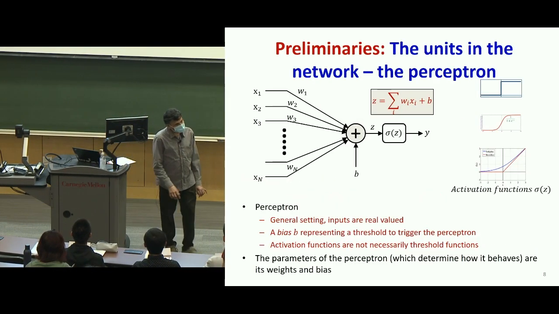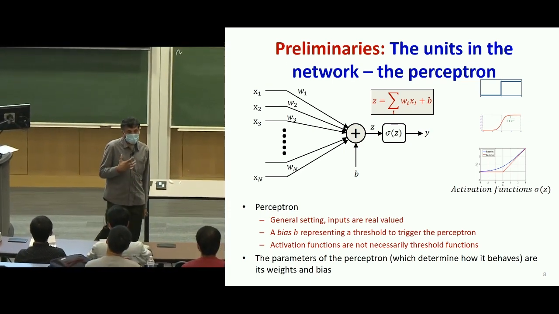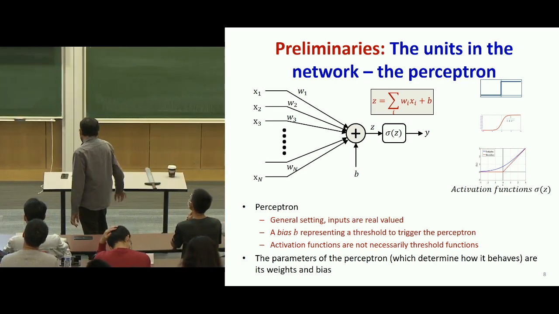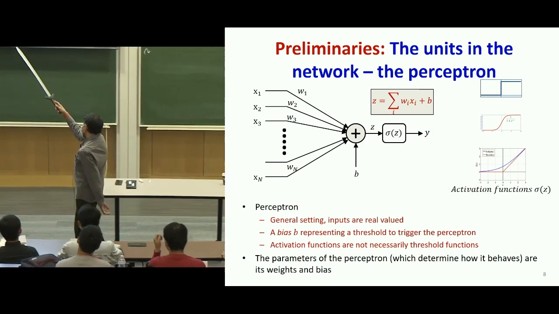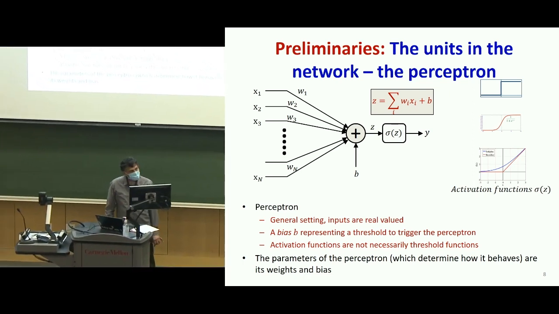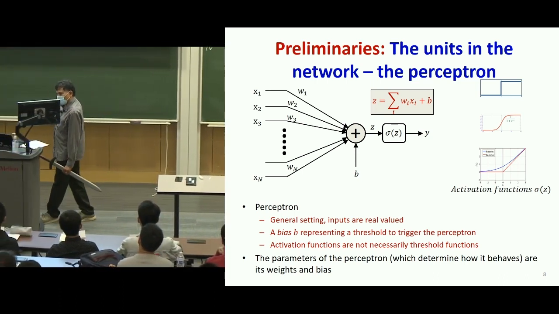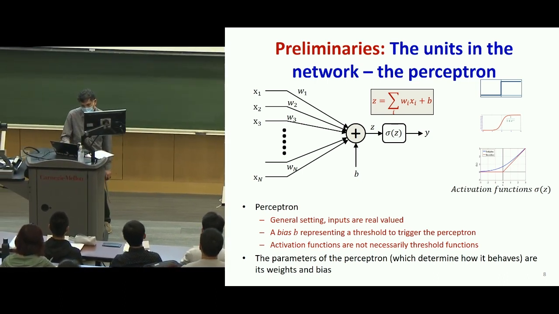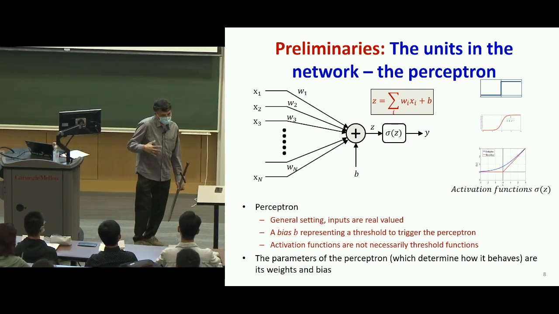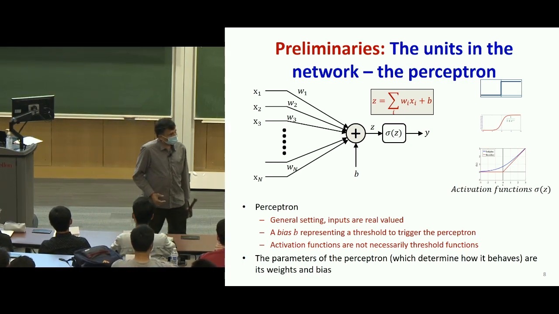So here are some preliminaries again. A multi-layer perceptron, as we know, is a network of perceptrons. The perceptron itself is a very simple unit which performs a simple operation. It gets a bunch of real valued inputs. It computes an affine function of the inputs and then applies an activation on the affine function. So the parameters of the perceptron itself are the weights with which the inputs are combined, and the bias.